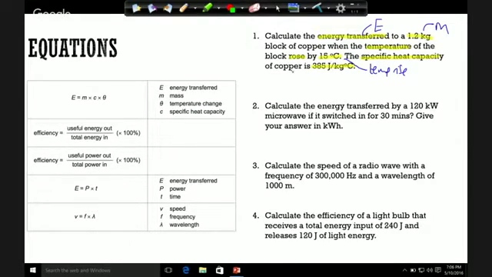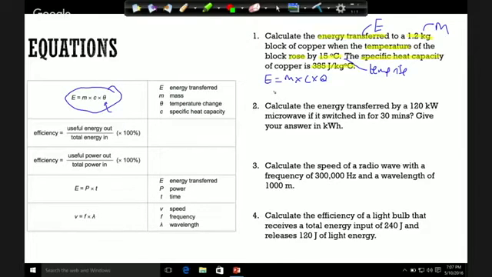Once you've underlined all those things, you just look for the correct equation, and you look along this side for the right words, and we find this equation here, E equals mc theta. This little symbol here is theta, but you don't need to worry about that. And we write that equation down: E equals m times c times theta. That's the first thing that you should do when you get these equation questions.